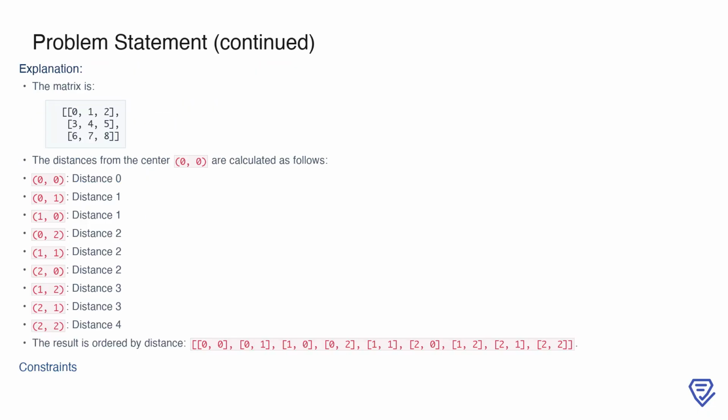In the third example, the matrix has three rows and three columns, and the center cell is at (0, 0). The matrix looks like this: 0, 1, 2, 3, 4, 5, 6, 7, 8. The distances from the center cell, (0, 0), are calculated for each cell. For instance, (0, 0) has a distance of 0, (0, 1) and (1, 0) both have a distance of 1, and so on. The cells are then sorted by their distances, resulting in the output [0,0], [0,1], [1,0], [0,2], [1,1], [2,0], [1,2], [2,1], [2,2]. The key here is to correctly calculate and order the cells by their Manhattan distance.